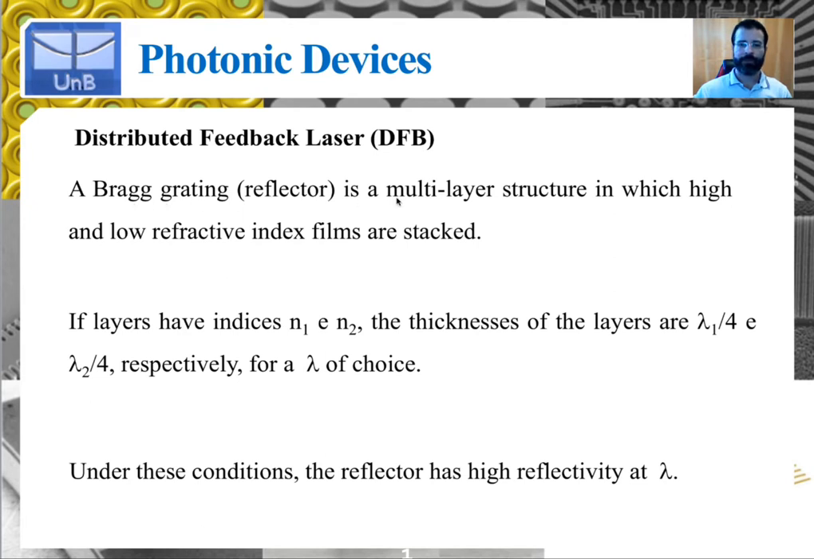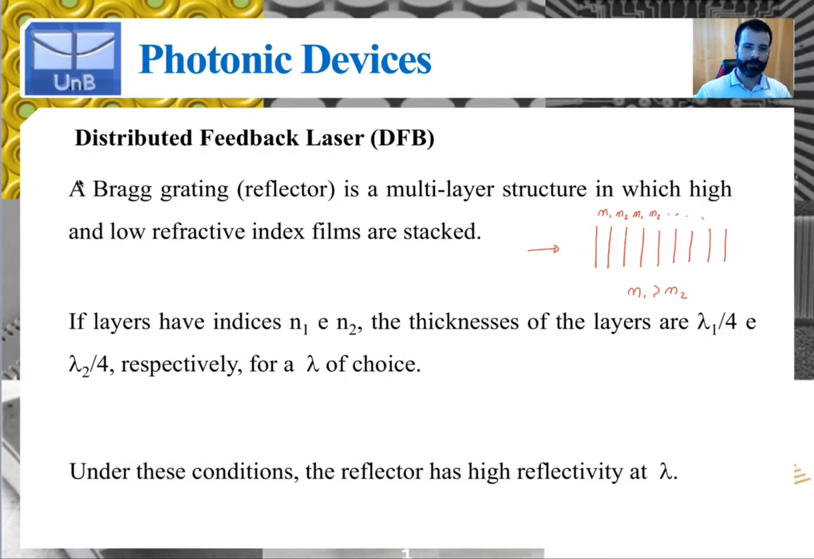A Bragg reflector is a multi-layer structure in which high and low refractive index layers or films are stacked. For example, you might have many layers in one given direction, perpendicular to the direction of light propagation. Usually these consist of staggered high and low refractive index layers. So you might have N1, a higher refractive index, then N2, then N1 again, and N2, and so on. In this case, I chose N1 to be larger than N2. We have this type of structure where the refractive indices alternate through the structure.